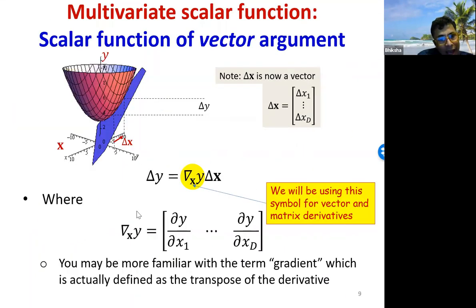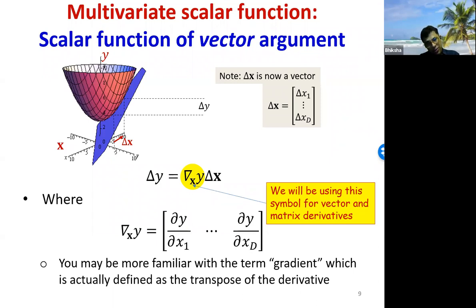So this is what I can say when I'm speaking of a multivariate scalar function. I will typically use this derivative notation. I'm going to say delta y is this derivative times delta x, but a common notation is to use this inverted triangle of y with respect to x. It says that this is the derivative of y with respect to x, and this derivative is this row vector of partial derivatives. But then you have almost all certainly heard of the term gradient.